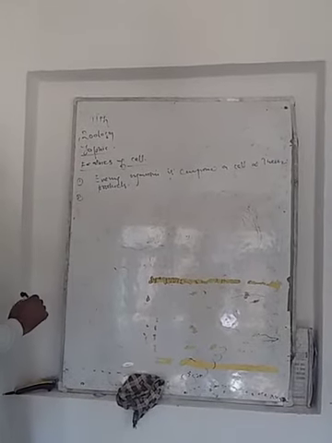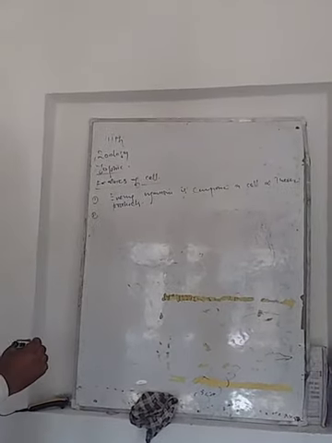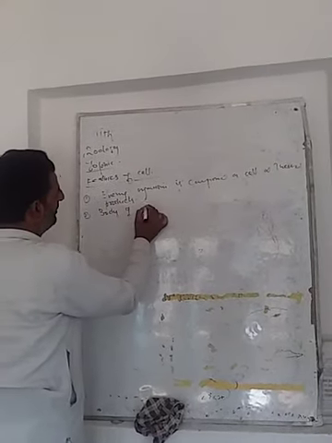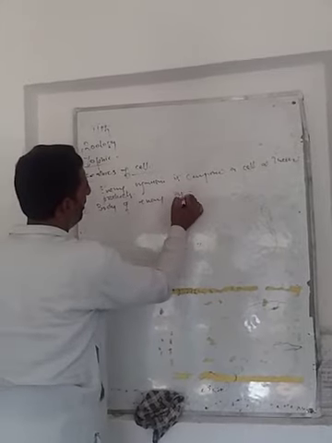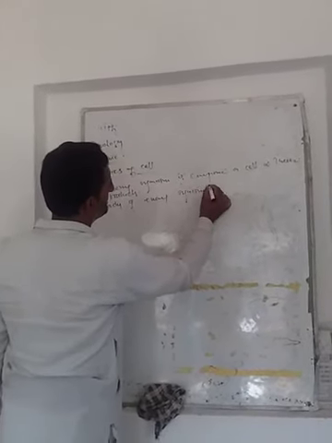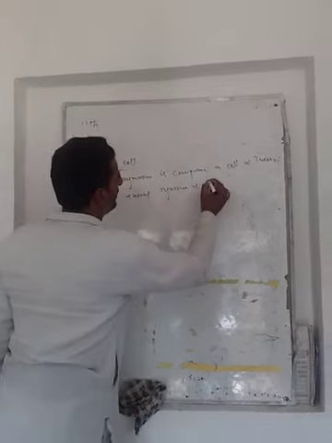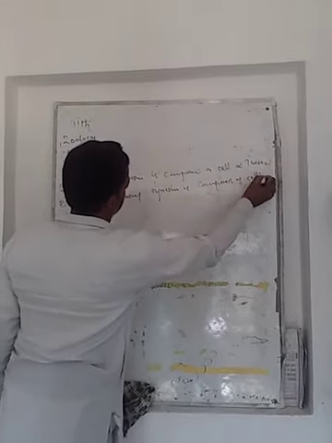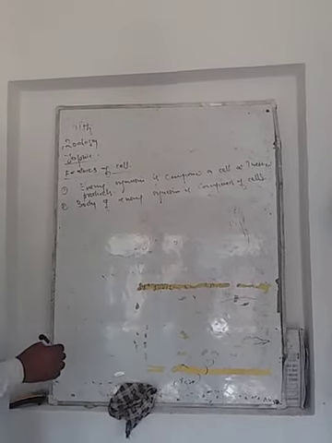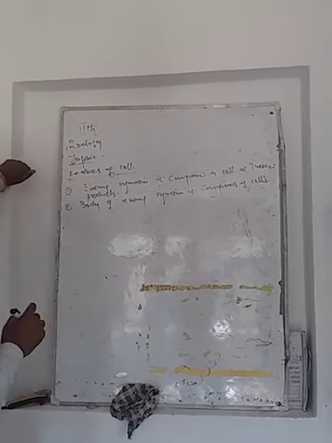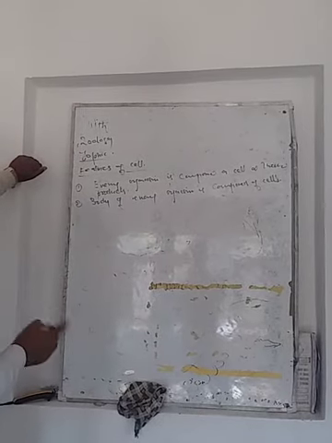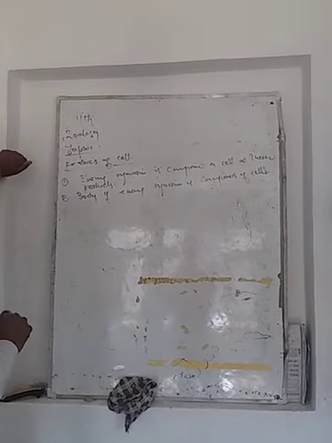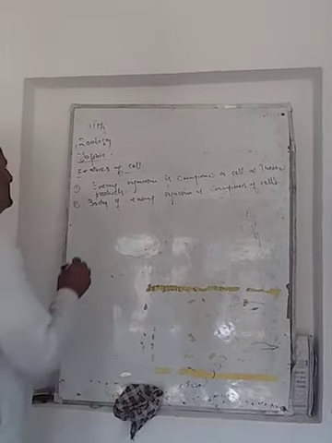The second feature is that the body of every organism is composed of cells. The first feature, that every organism is composed of cells and their products. The second feature is that the body of every organism is composed of cells.